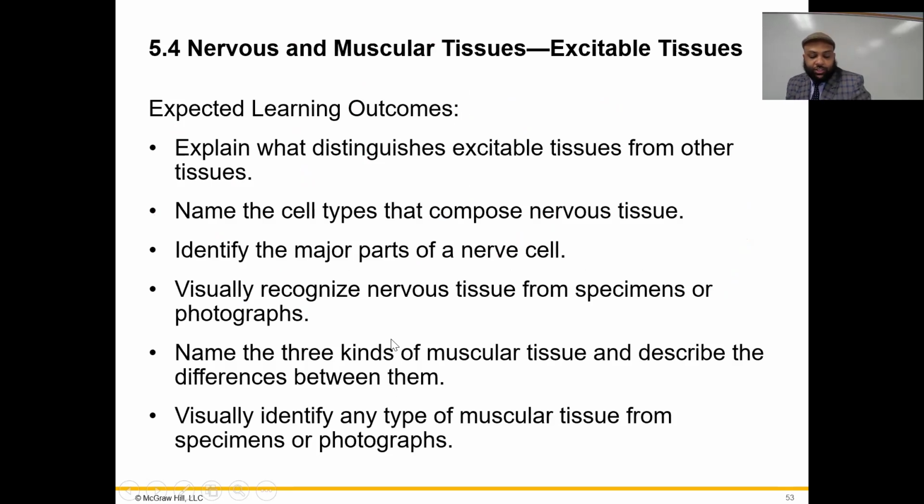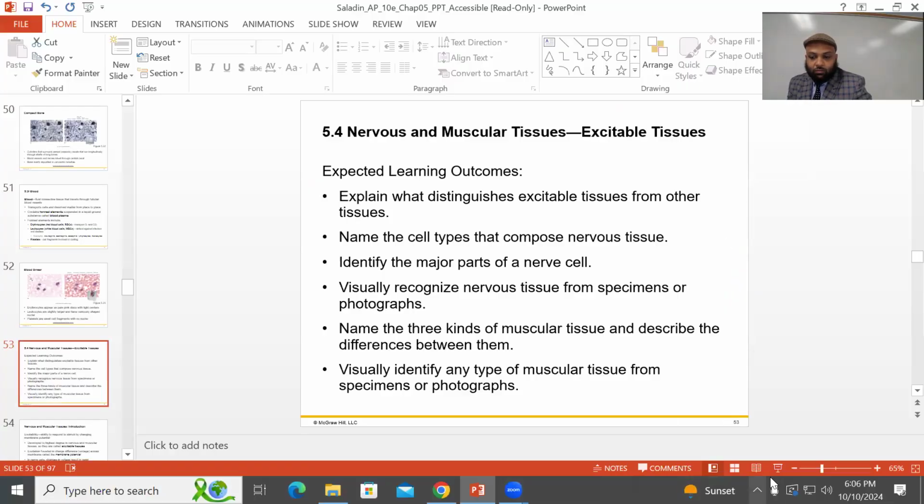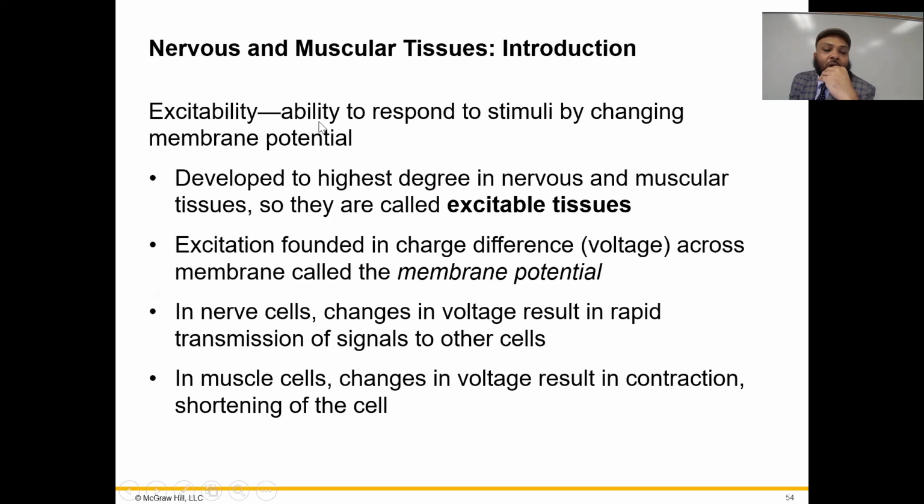Nervous and muscular tissue. Both nervous and muscular tissue have one thing in common: both represent a form of excitable tissue. They have the ability to respond to stimuli by changing the membrane potential. This excitability is developed to its highest degree in the nervous and the muscular tissue, so they are called excitable tissues.